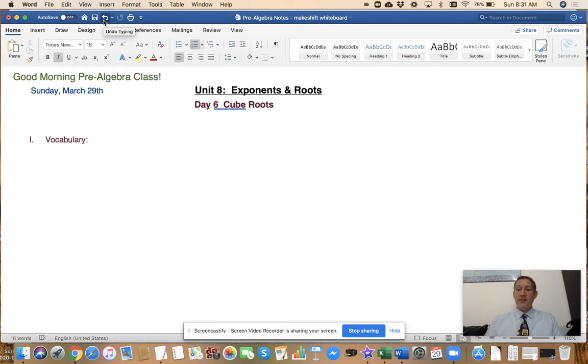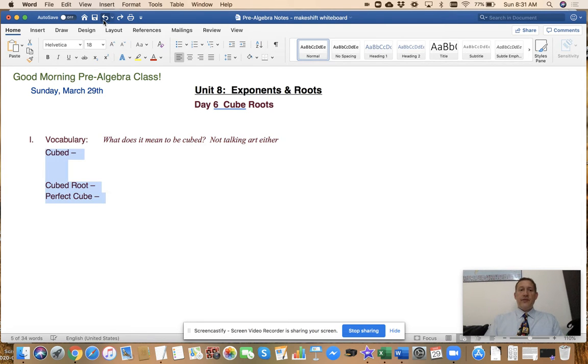Again, if you need to pause it to write it down, please do that, because I'm going to go pretty quickly. Okay, vocabulary. What does it mean to be cubed? We've already talked about that. We're not talking about art, but what does it mean to be cubed? Write down your thoughts in your own words. Okay, so our first vocabulary word is going to be cubed.